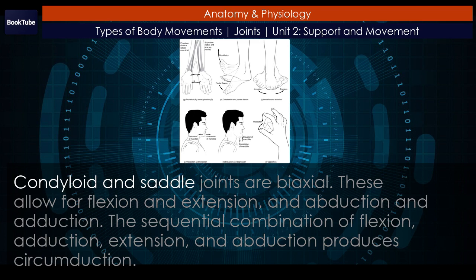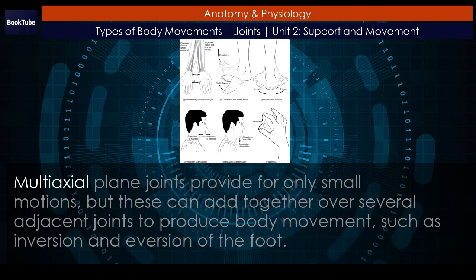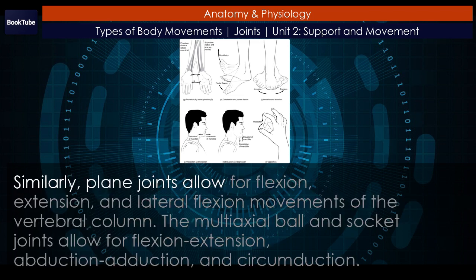Condyloid and saddle joints are biaxial. These allow for flexion and extension, and abduction and adduction. The sequential combination of flexion, adduction, extension, and abduction produces circumduction. Multiaxial plane joints provide for only small motions, but these can add together over several adjacent joints to produce body movement, such as inversion and eversion of the foot. Similarly, plane joints allow for flexion, extension, and lateral flexion movements of the vertebral column.